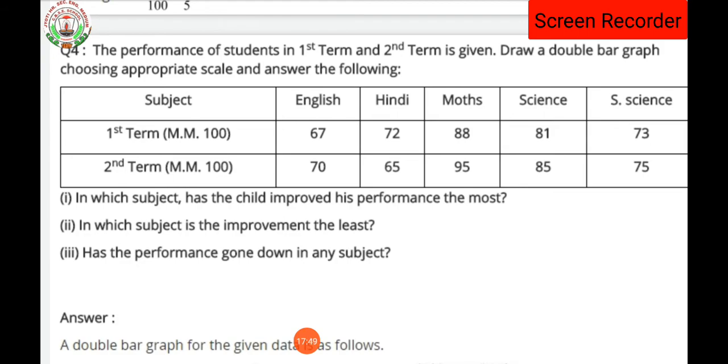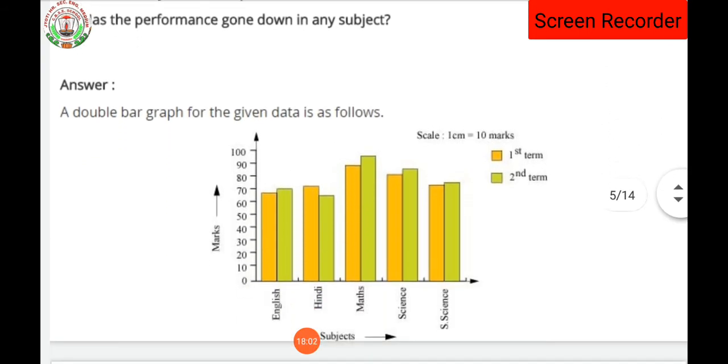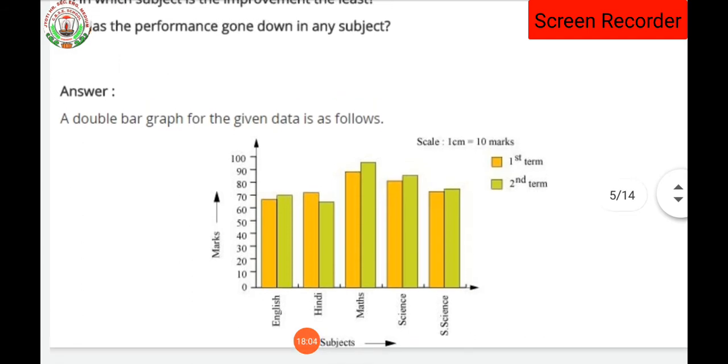Yes, the performance goes down in the subject Hindi, from 72 in the first term to 65 in the second term. So here, as it is told, using the above data we have to draw the bar graph. Indicating the colors, the first term will be the yellow color, while the second term will be the green color. You have to take a graph paper, draw the x-axis and the y-axis.